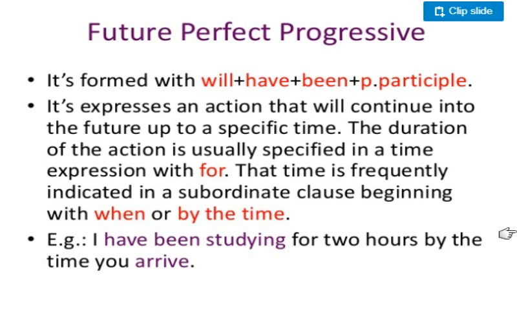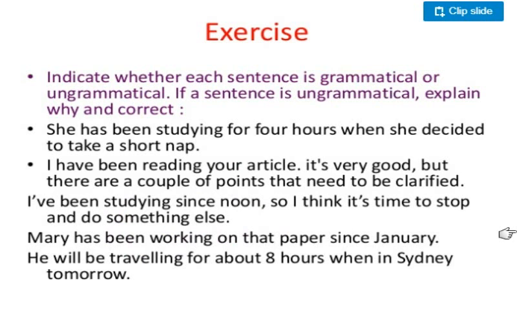Future perfect progressive is formed with "will" plus "have" plus "been" plus the present participle. It expresses an action that will continue into the future up to a specific time. The duration of the action is usually specified in a time expression with "for". That time is frequently indicated in a subordinate clause beginning with "when" or "by the time". Example, I will have been studying for 2 hours by the time you arrive.